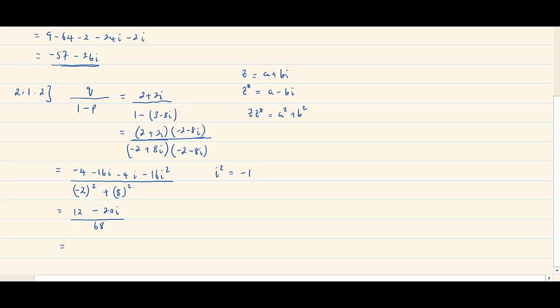Well, sometimes the examiner will want you to tell them what the real part of this expression is going to be equal to, or what the complex or the imaginary part of that expression is going to be. So if I do that, this is a positive 12, so 12 divided by 68 minus 20i over 68. So that my complex number in its simplest form is going to be 3 over 17 minus 5 over 17i. So the real part is 3 over 17, and the imaginary part is minus 5 over 17. So that's your final answer.